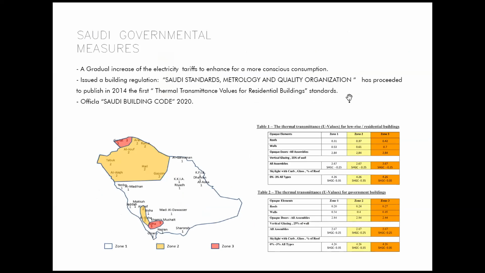Then Saudi Arabia has started taking some measures, like increasing electricity tariffs, and also adopting standards from 2014 and 2017 that put a U value on walls and roofs. This was the first U value standard, and the second one has a U value of about 0.4 for walls and 0.24 for roofs.